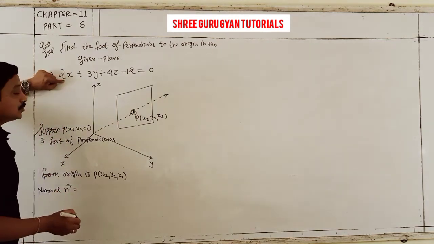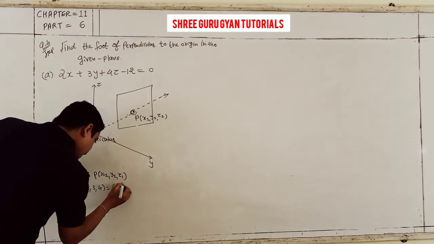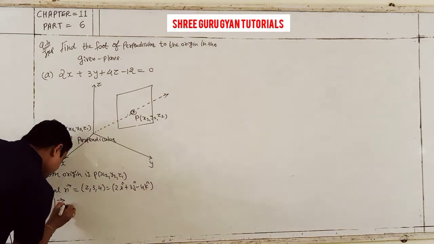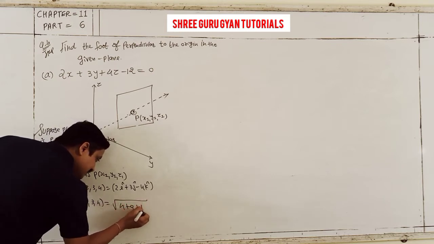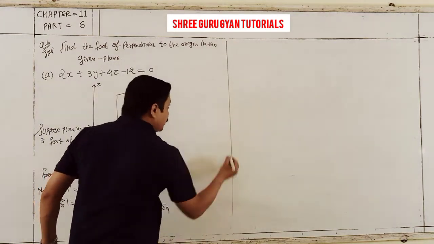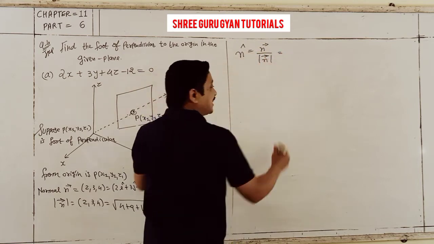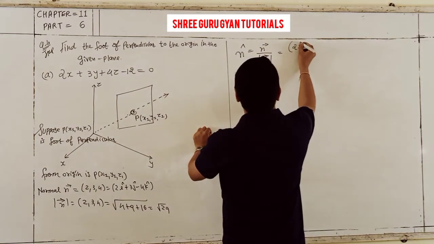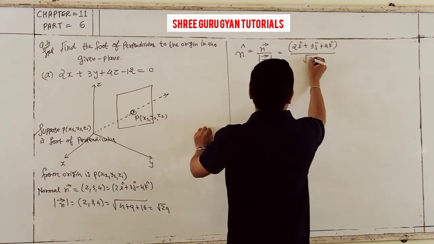That's your normal: 2, 3, 4. Indirectly 2i plus 3j plus 4k, and its magnitude: 4 plus 9 plus 16, root 29. So you easily get n cap, which is n by modulus n. It is the direction cosines. LMN value ready, and that's my answer, students: (2i plus 3j plus 4k) upon root 29.